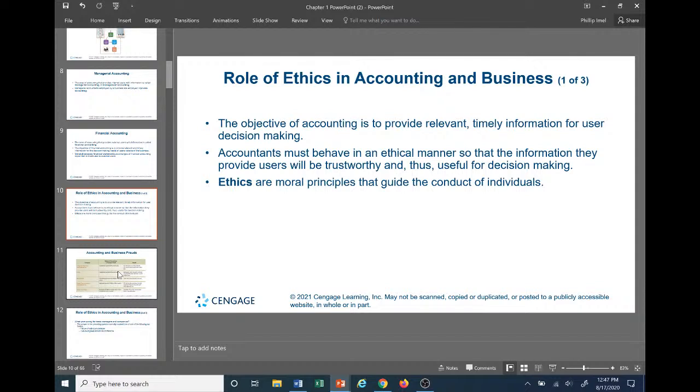Another thing I want to point out: if you have a strong ethical foundation and make the right decisions, it could save your job. It can make you perform better and get promotions, and most importantly, it could save you from going to jail or prison or being disbarred, whatever it might be. So the objective of accounting is to provide relevant, timely information for users' decision making. The accountants must behave in an ethical manner so that the information they provide users will be trustworthy and thus useful for decision making. Ethics are moral principles that guide the conduct of individuals.